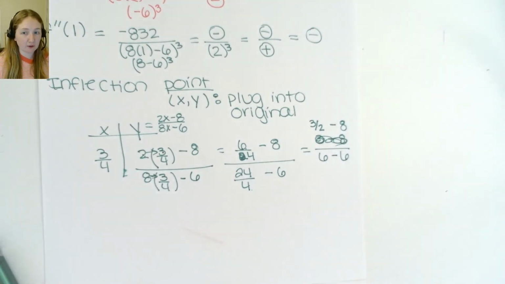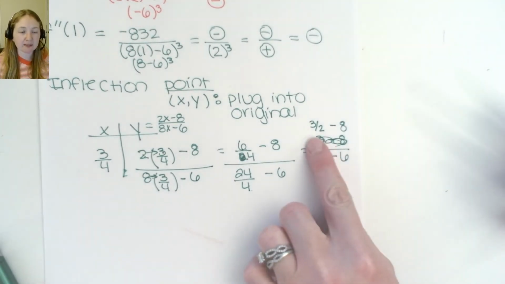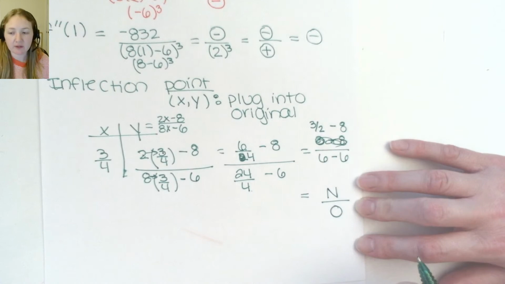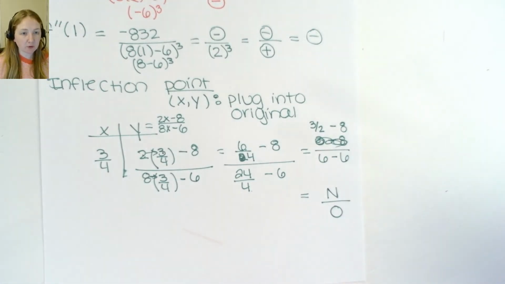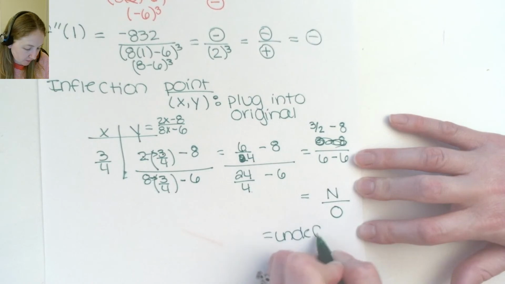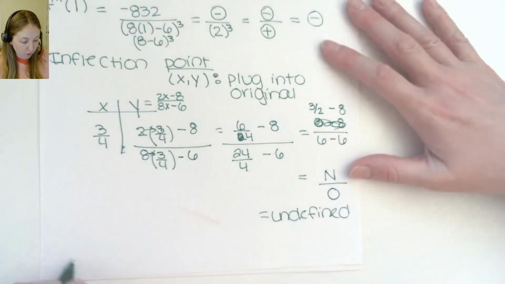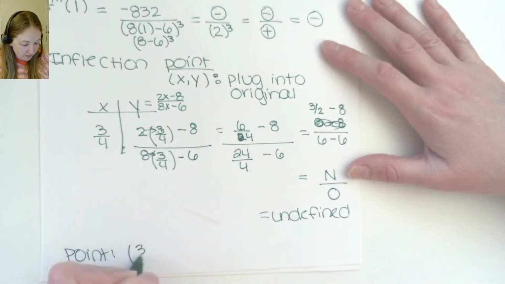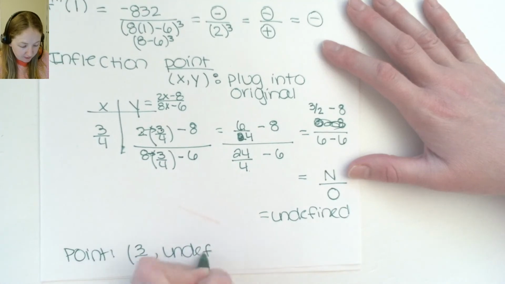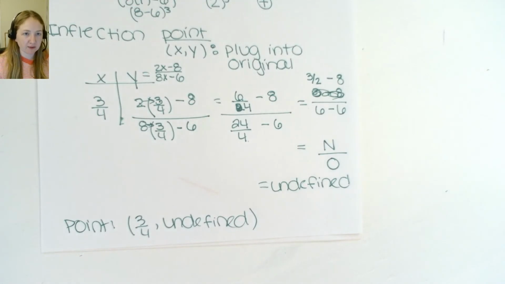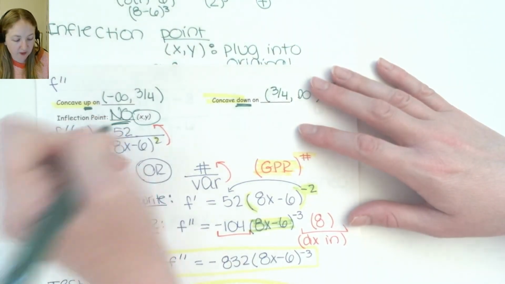Now, right here, you don't even have to worry about what 3 halves minus 8 is because you have a number over 0 in the denominator. And remember, what is a number over 0? That is undefined. So what you're finding here when you go and try to find your inflection point is that the point would be 3/4, comma, undefined. Now, that makes absolutely no sense to say that you have a point on your graph that is undefined, right? That does not make sense. So for that reason, we are going to say that there is no inflection point.